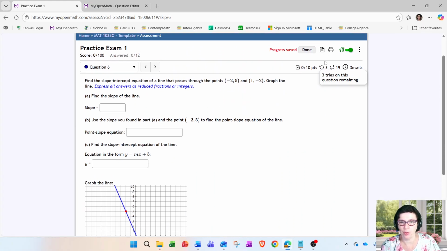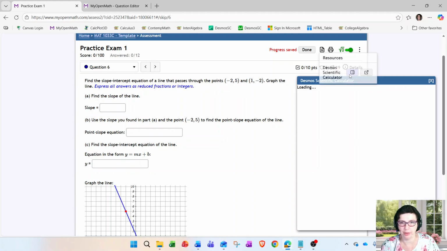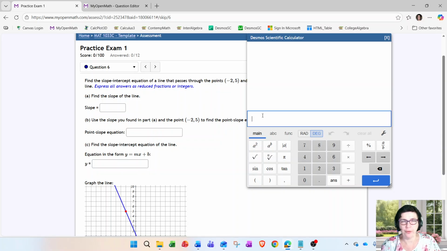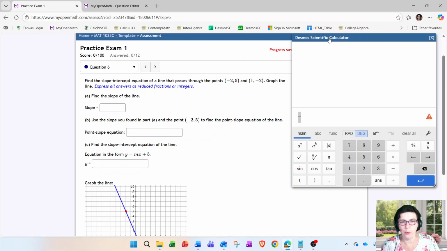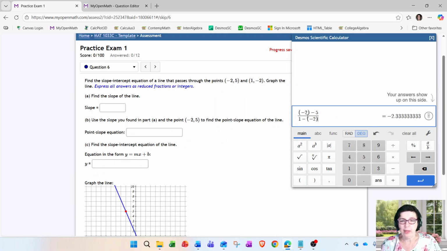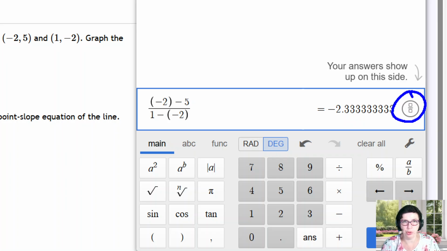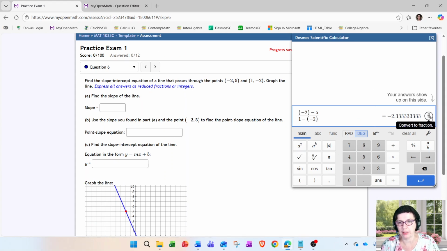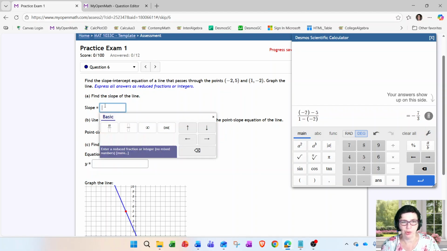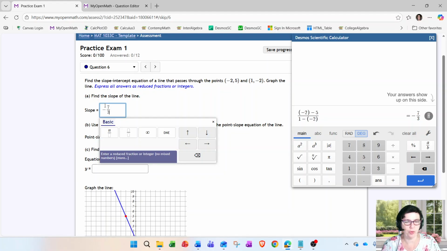Let's do that. Let's go under resources, to the Desmos calculator. Here, we're first going to click on the fraction, which is right here. On the top, we're going to type y2, so negative 2 in parentheses, subtract y1, divided by x2, subtract x1 in parentheses. Now, this is not reduced yet, so you need to click on the reduce or fraction button that converts and reduces it for you. So this is the slope, and that's negative 7 over 3.